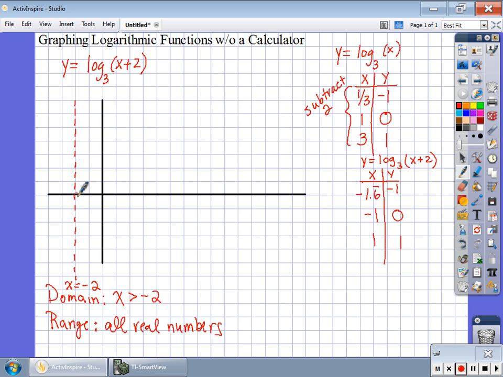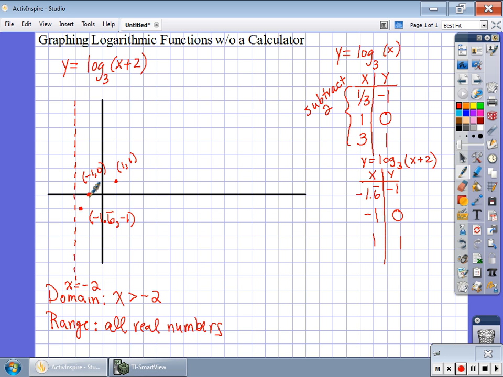So now we got to plot those. Negative 1, this is negative 2, so negative 1.6 repeated is about here, comma negative 1. We want to label that. Negative 1.6 repeated, comma negative 1. We have negative 1, 0, and we'll label that. Negative 1, comma 0. And then we have 1, comma 1, and we're going to label that as well.